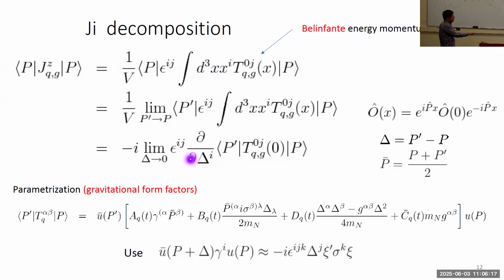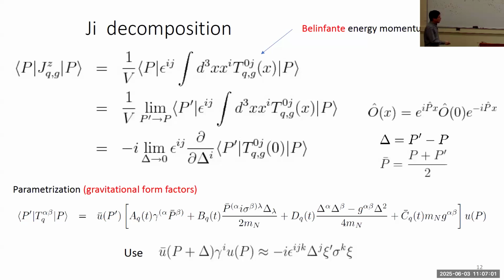So I need this expression, this off-forward matrix element of the Belinfante energy momentum tensor, and this matrix element is known as the gravitational form factor. This is the first encounter with the gravitational form factor, which I'm going to talk about at length tomorrow. So here's the most general parameterization of this off-forward matrix element, quark and gluon. I'm showing only the quark part. And you need four form factors, A, B, D and C bar, and take the derivative of this spinor product with respect to this delta i.